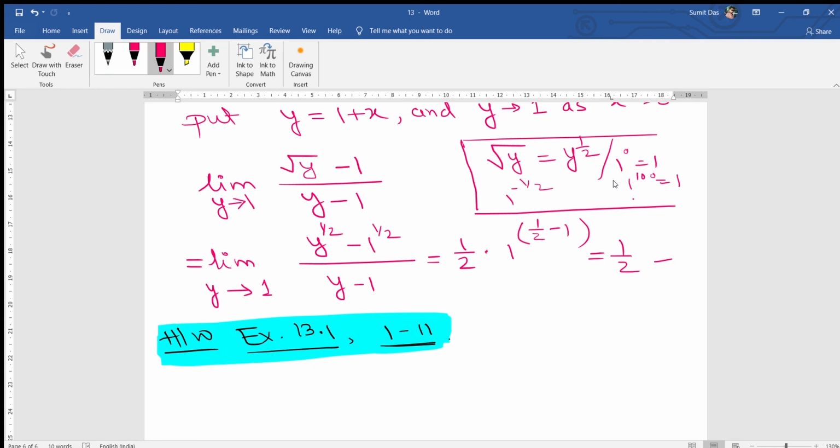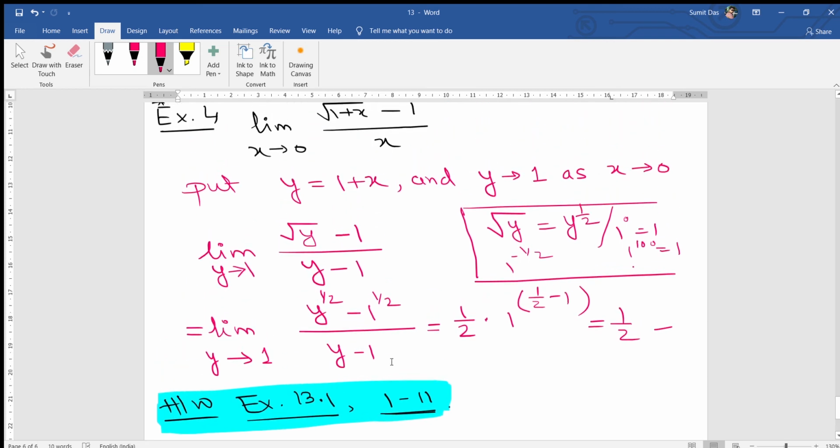Okay, so y to the power 1 by 2 minus 1 to the power 1 by 2, divided by y minus 1. Y minus 1, I don't think you have any doubt. Why y minus 1? Here y equal to 1 plus x, right? So if you take 1 to the left side, x will be y minus 1. So I'm just replacing x with y minus 1.